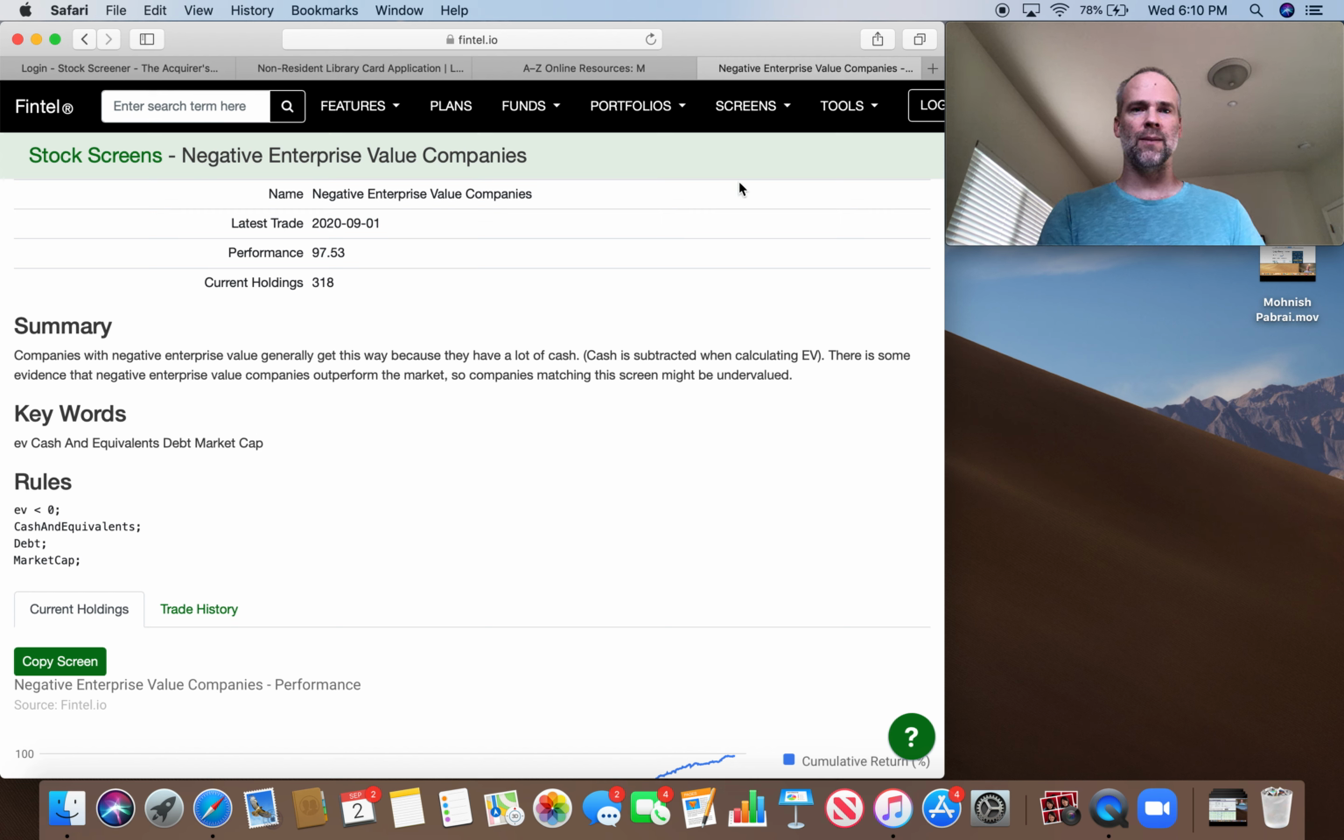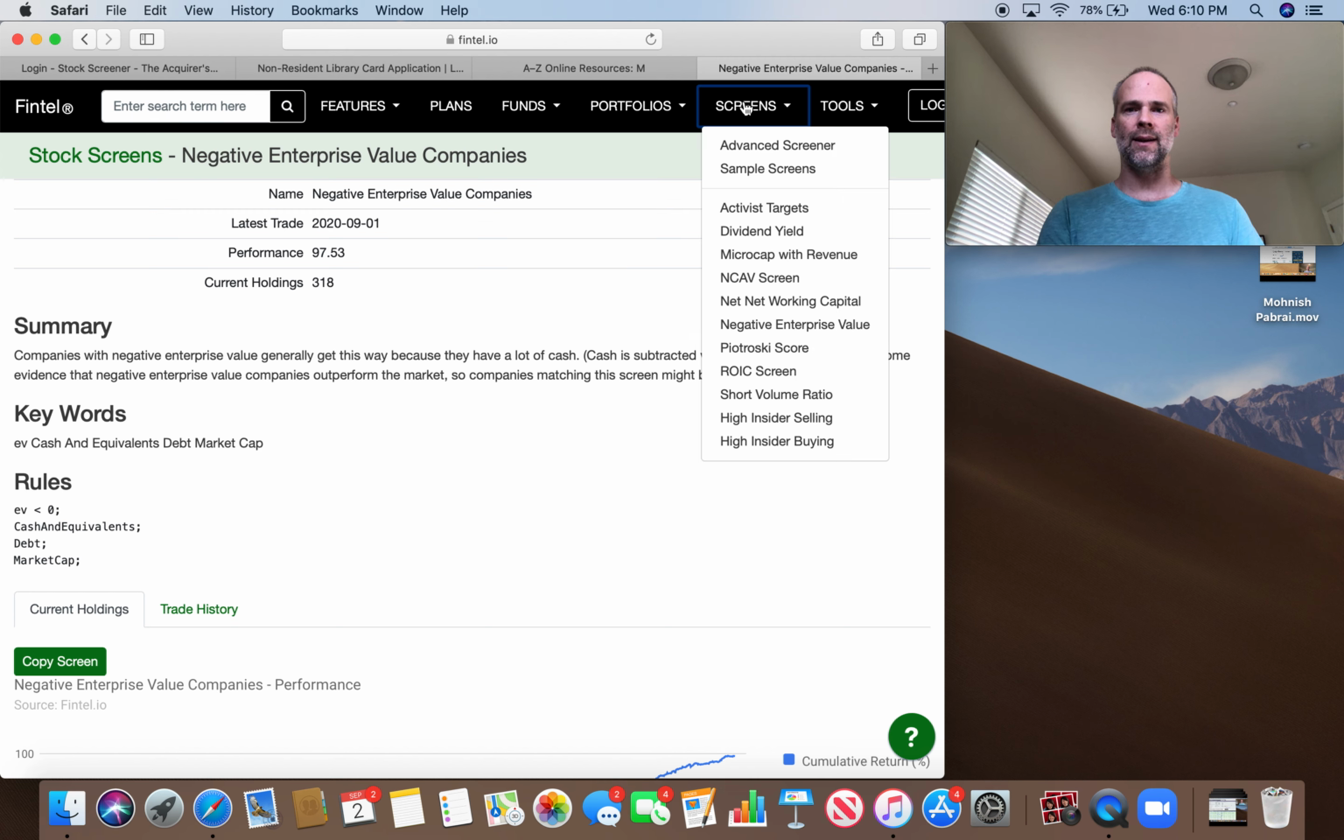And it seems like a pretty cool site. They have pre-populated screeners, and you can set up your own screener using these definitions and rules to tell it what results to return. But I thought this was interesting. They have a negative enterprise value screen. So it returns all of the companies in its database. You can see it's not totally accurate.